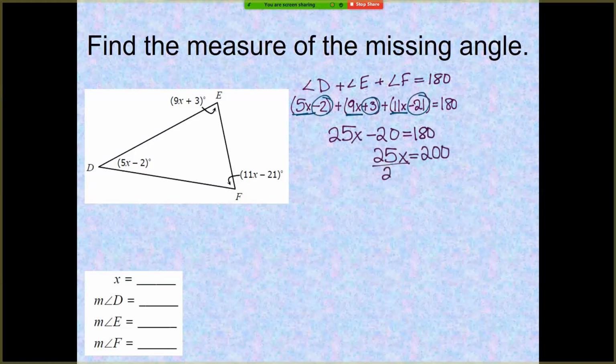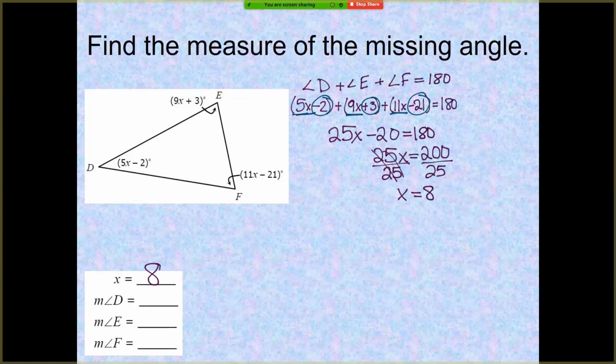We always use this saying, beside it, divide it. We're trying to get rid of that 25 that's sitting beside the x. So we're going to divide both sides by 25 to get an x value of 8. So it filled out one of the 4 sets of information that we need to know.